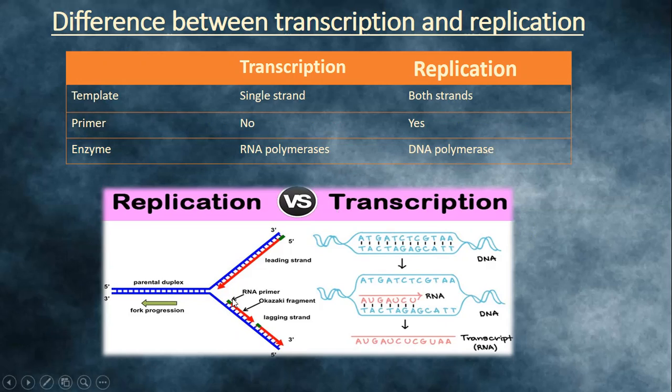Here is the diagrammatic chart of replication and transcription. You can see here the replication fork. This is the leading strand and this is the lagging strand. You can see the primer in the replication process, but in the transcription process you will see there is no primer in this process.